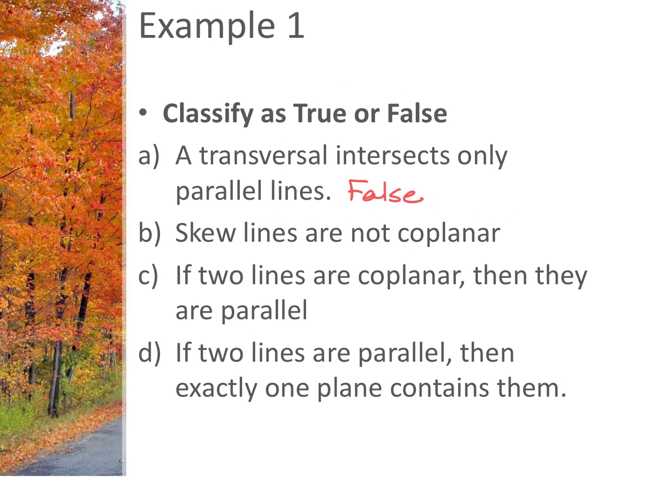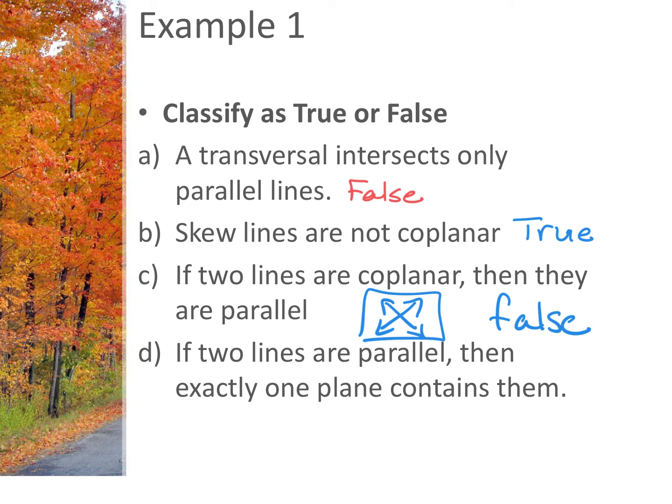Example 1b here, skew lines are not coplanar. Well, this one's true. It's the definition. The definition said 2 non-coplanar. So this one's true. 1c, if 2 lines are coplanar, then they're parallel. Well, they don't need to be, they could also be intersecting and still be coplanar. So I could draw a plane around here. So this one is false. Just because they're coplanar, they don't have to be parallel. They can be intersecting.